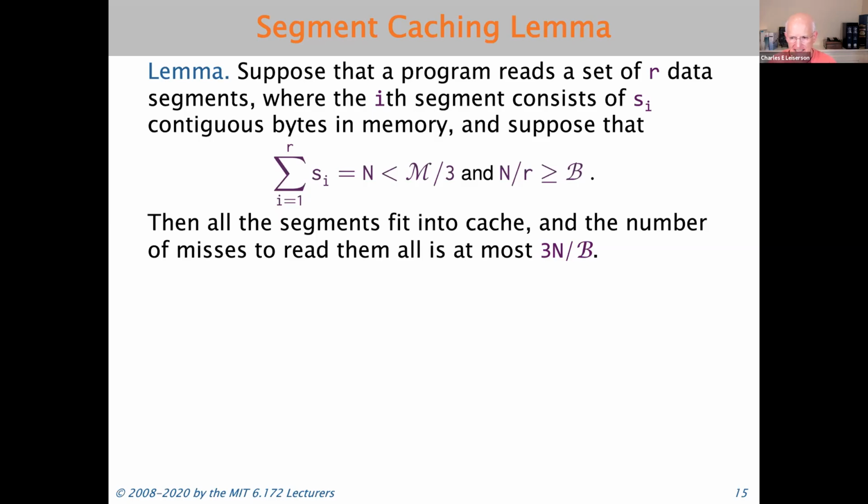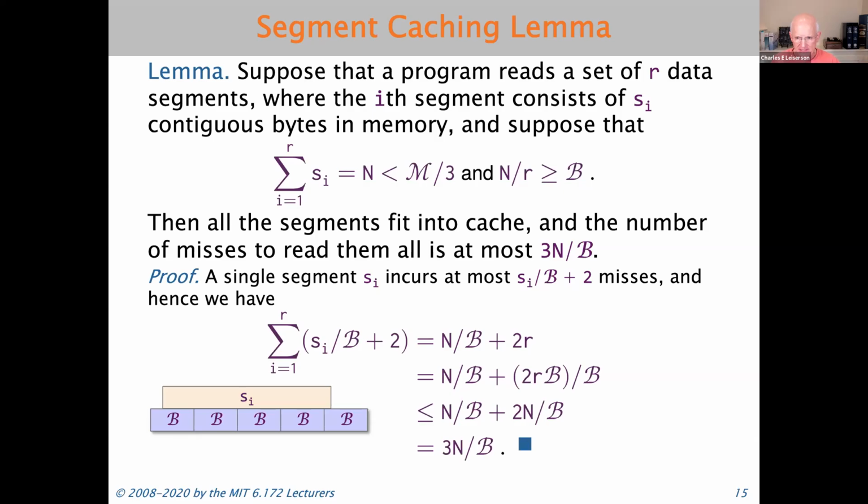Now for asymptotic analysis, it says that if the average size of a segment is at least as long as a cache block, and they all comfortably would fit into the cache based on just comparing the sizes, you can treat them as if they were all contiguous, and you can access them the way you could if they were all just contiguous. That's kind of what it says.